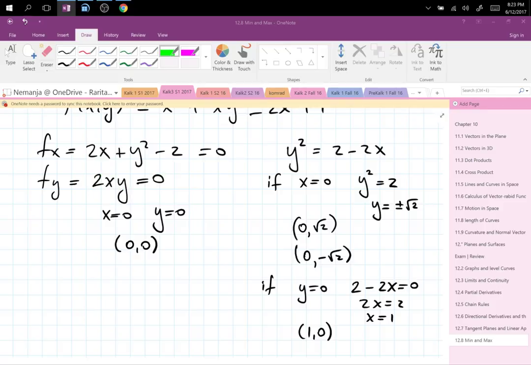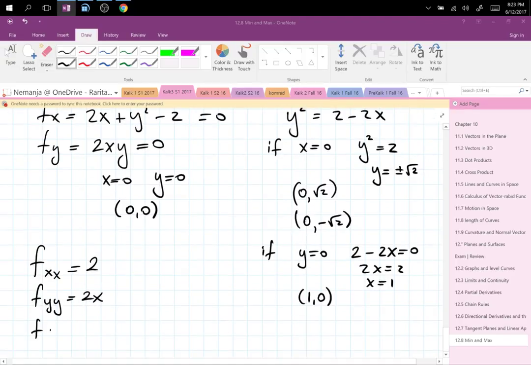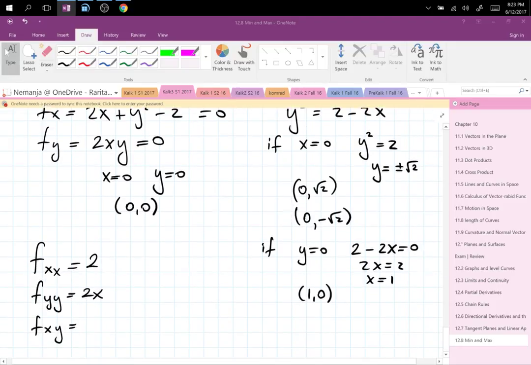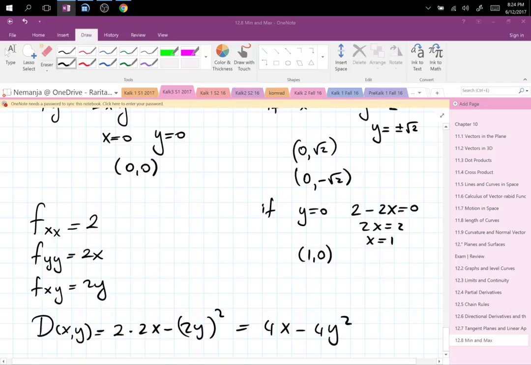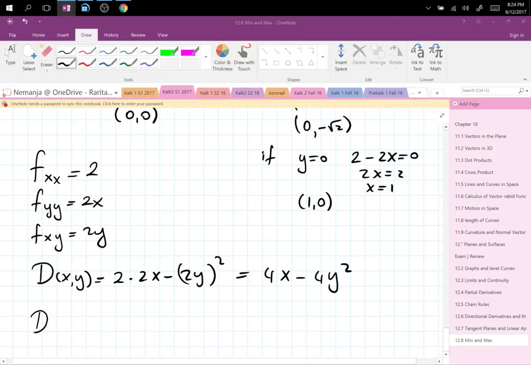So now we have 4 points to consider, but before we do that, we have to get the D, the second derivative test, up and running. So fxx is just 2, fyy is 2x, and fxy is 2y. So our D is 2 times 2x minus 2y squared, which gives me 4x minus 4y squared. Now I need to run all of the points against this. I'll start at 0, 0. Well, I have 0, so it's inconclusive.